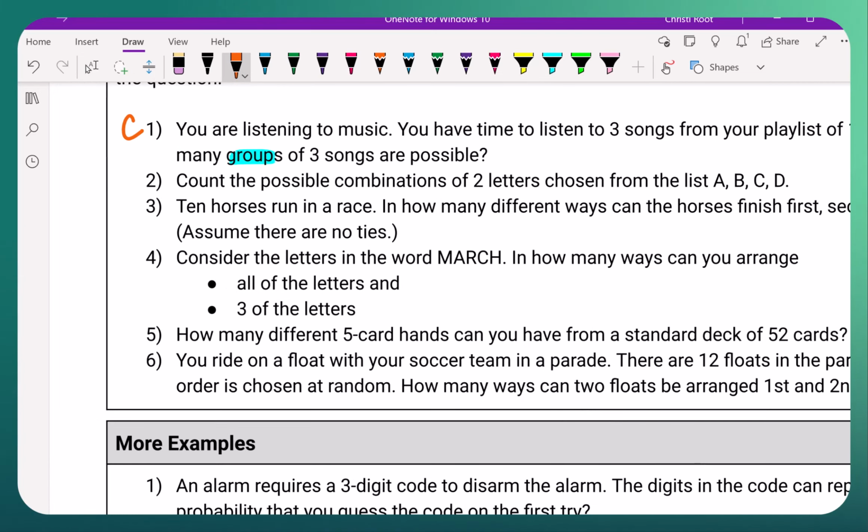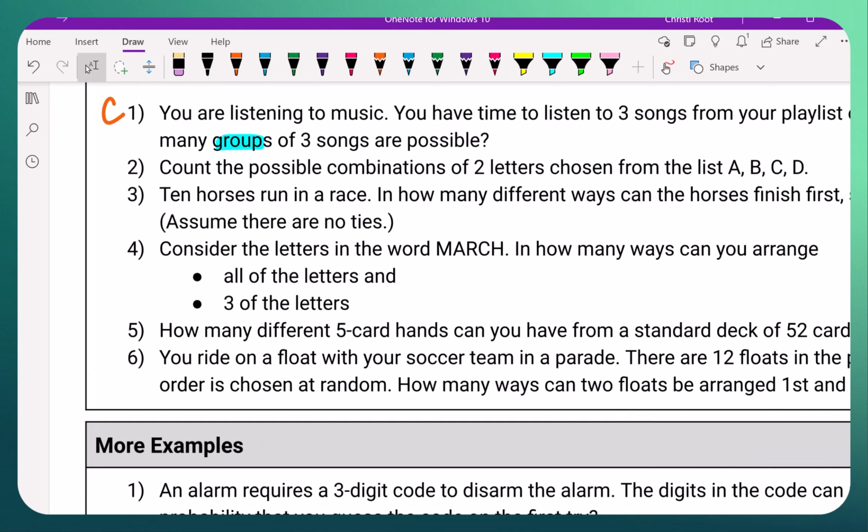Okay, question number 2. I'm not even going to ask you on that one because it literally says the word combination. Y'all see it? It says how many possible combinations are there. So 2 is a combination. Super easy.